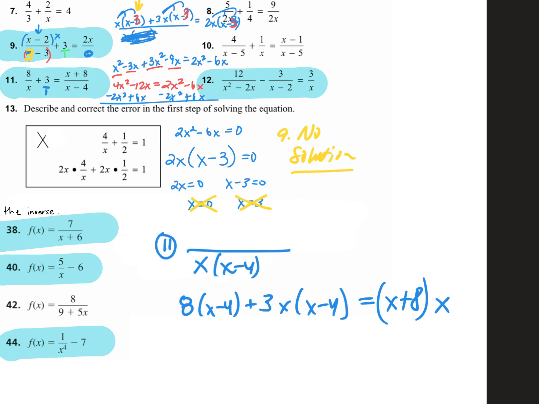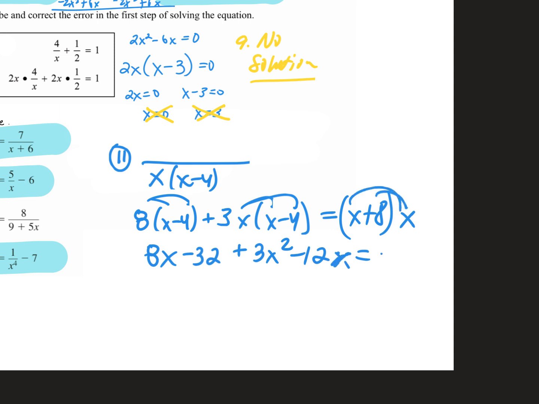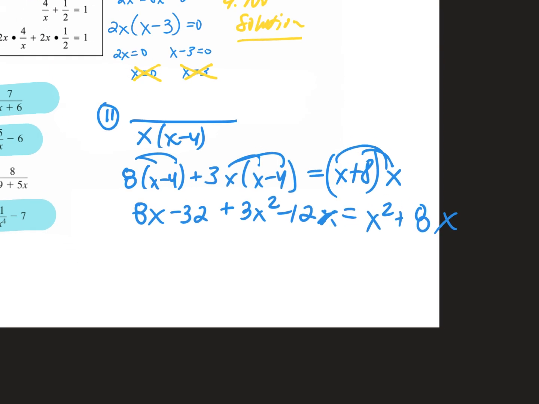Now, once we have this all set up, we just distribute and simplify. 8 times x is 8x. 8 times negative 4 is minus 32. Plus 3x times x is 3x squared. 3x and negative 4 is minus 12x. And then when I distribute here, I have x squared plus 8x. What kind of a problem do I have here again? A quadratic.